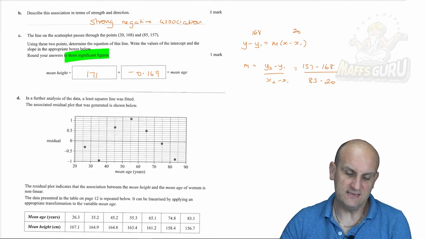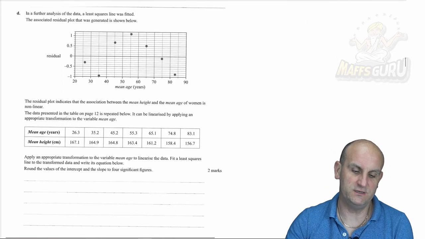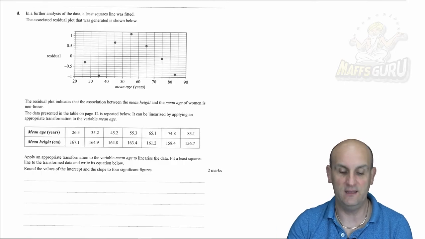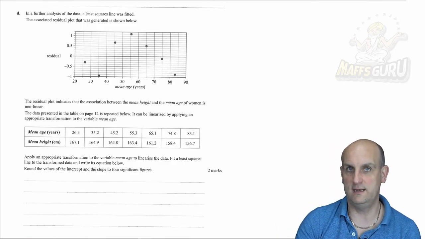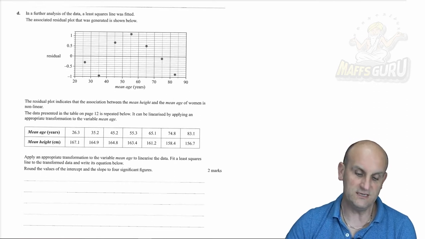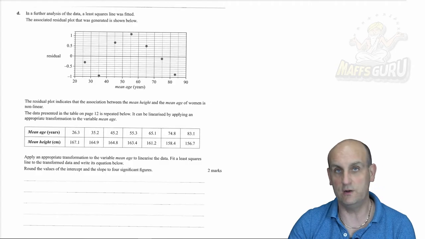In a further analysis of the data, a least squares line was fitted. The associated residual plot was generated below. Now, because there is a clear pattern there, it would suggest it was non-linear. Okay, so when there's a clear pattern, it's non-linear. The residual plot indicates the association is non-linear. Well, that was a very nice one.